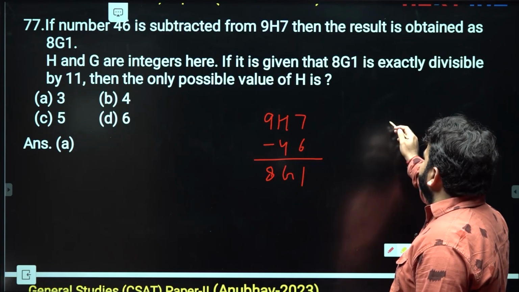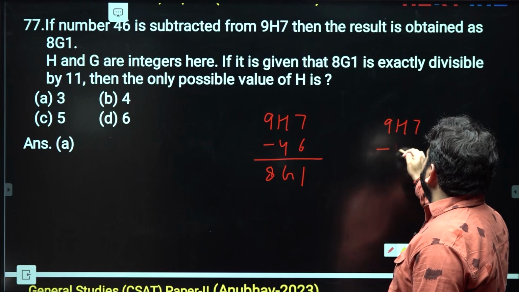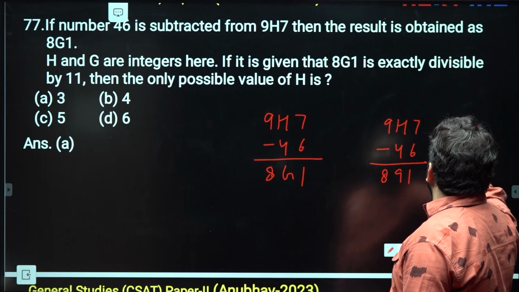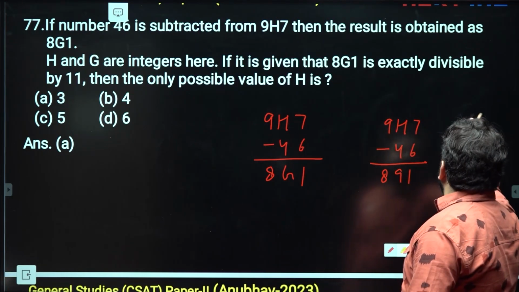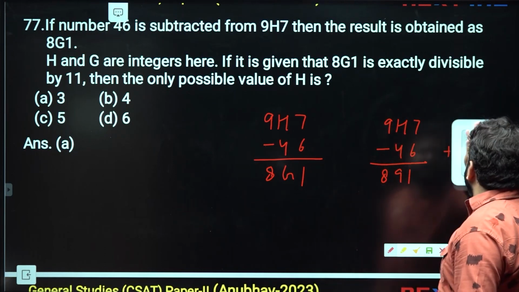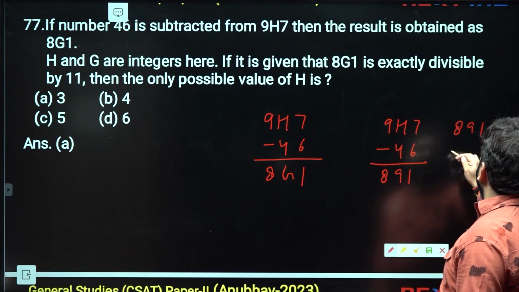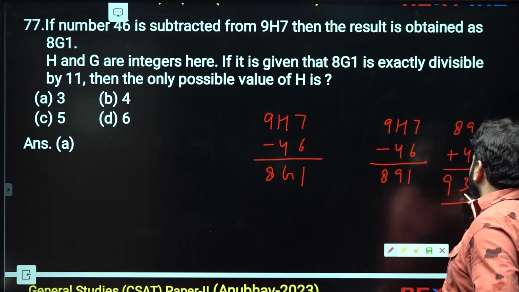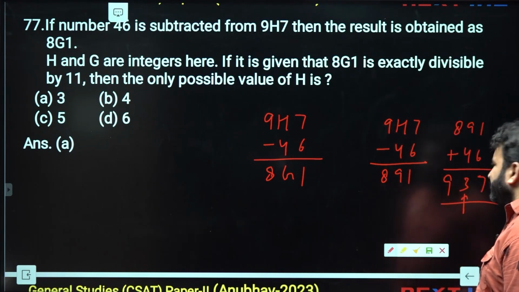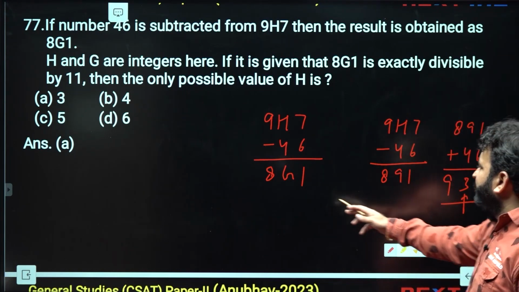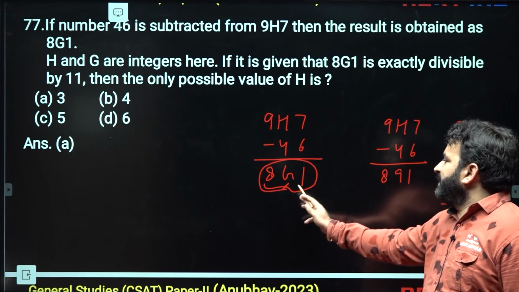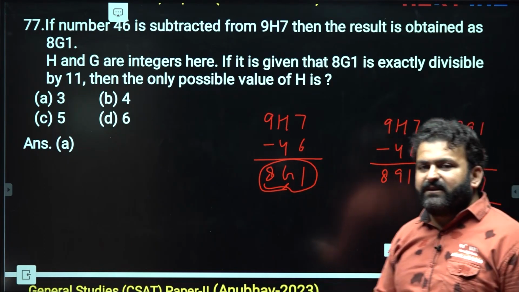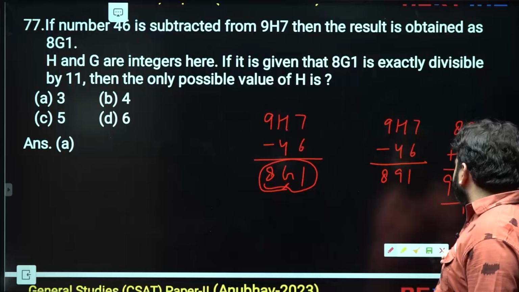So now here in this case 9h7 minus 46 equals 891. So 891 plus 46: 1 plus 6 is 7, 9 plus 4 is 13, 3 and 1 carry. So h is 3, and the number is 937. Easy question, simple calculation based question. Just remember the divisibility rule for 11: 8 plus 1 is 9, so g will be 9, then the difference of the sums of digits at odd and even places will be 0, and the number will be divisible by 11.